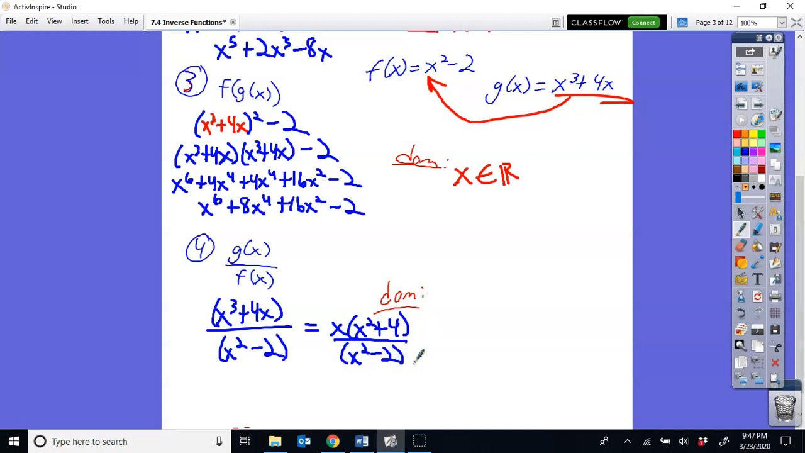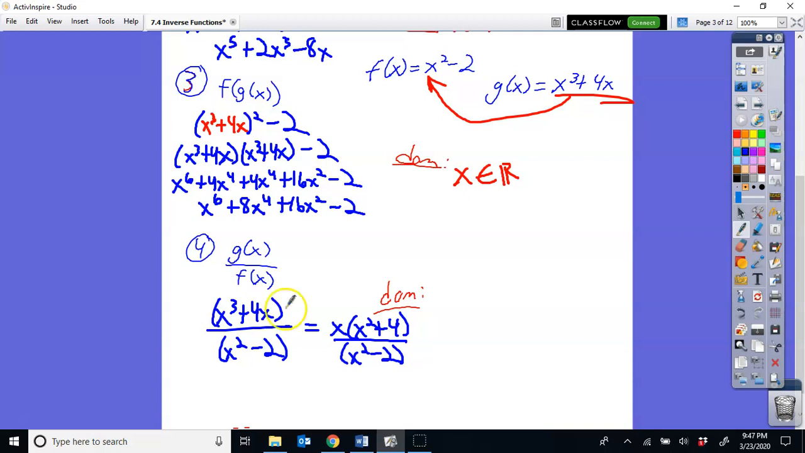So if you don't remember, you need to go back and watch the other video that I made. I told you that for something to cancel out on the top and on the bottom, you must have the exact same factor on the top and on the bottom. Those are not going to cancel because it's not the exact same factor on the top and on the bottom.